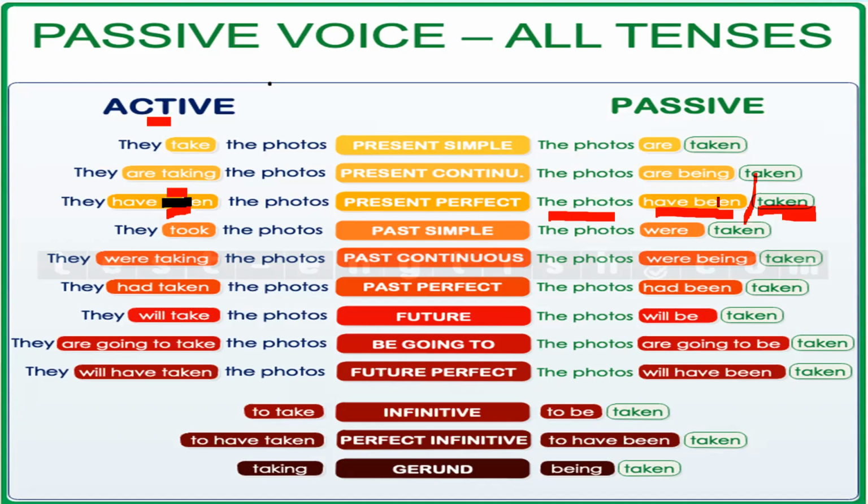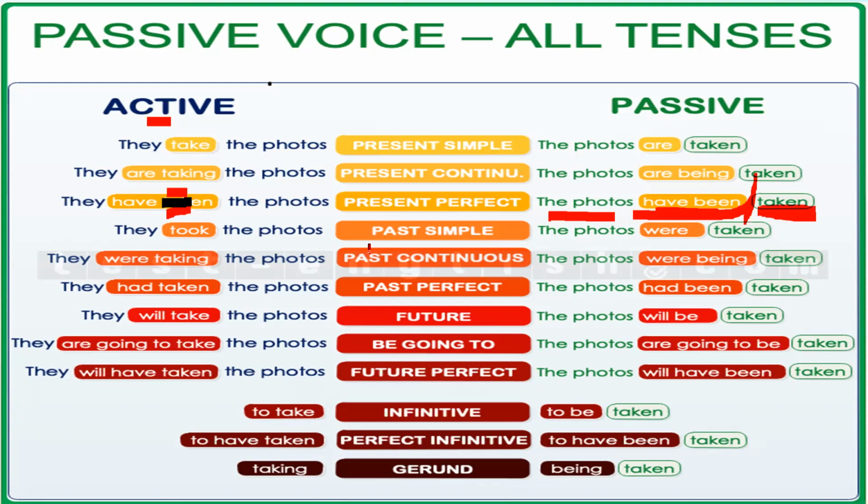The photos have been, till now, have been. We have the present perfect: have, the present form of verb to have, and been, the V3 form. And taken, this is the main verb in V3 form for the passive voice.